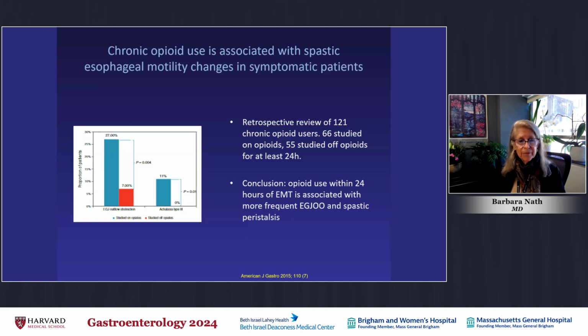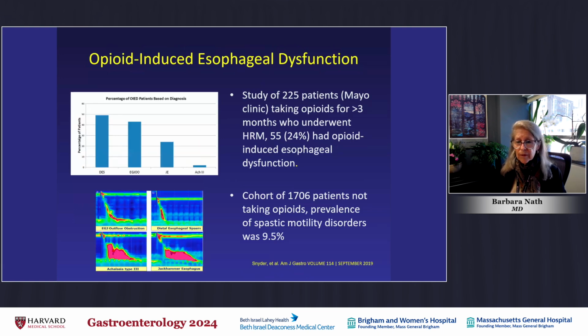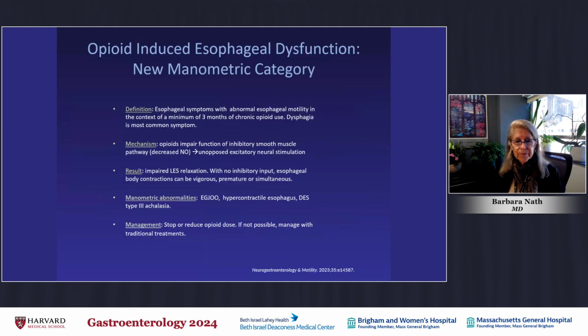This was a more recent study from Mayo of 225 patients taking opioids who had high resolution manometry. 24% had opioid-induced esophageal dysfunction, and this was the spectrum of what they found, mostly distal esophageal spasm and EGJ outflow obstruction. Jackhammer esophagus and achalasia 3 were less common, but still represented. And this is in comparison cohort of patients not on opioids. The prevalence of spastic motility disorders was only 9.5%.